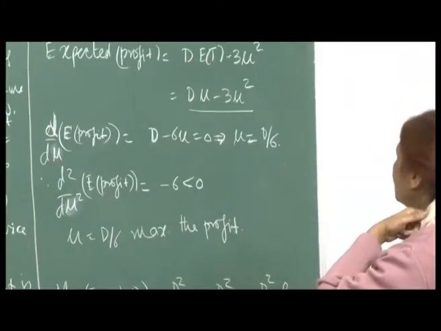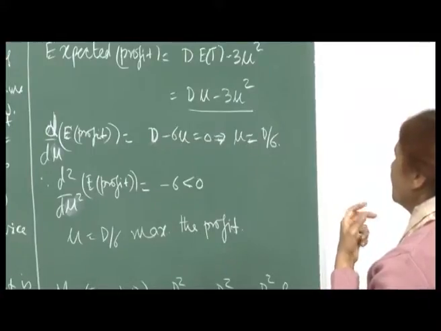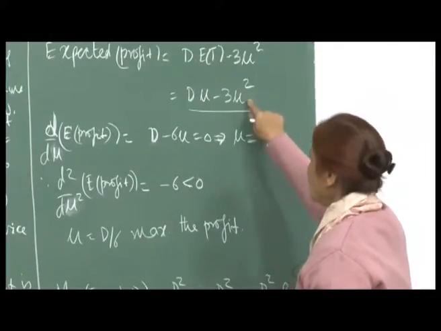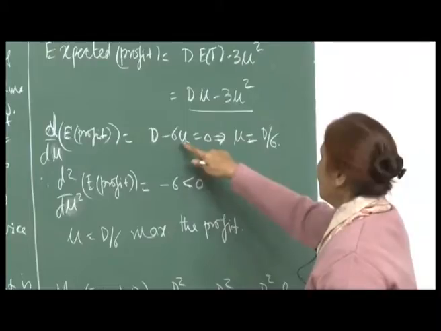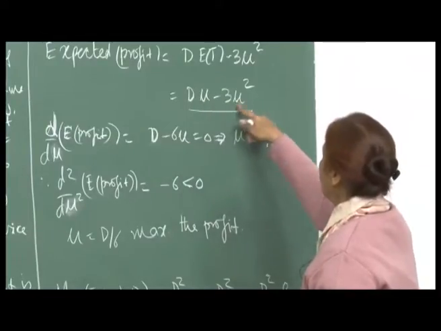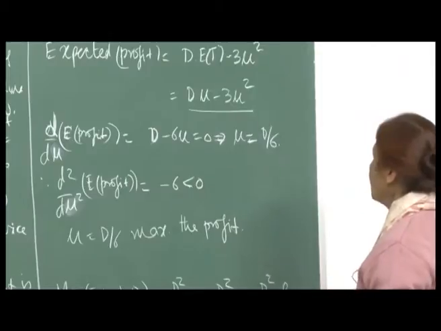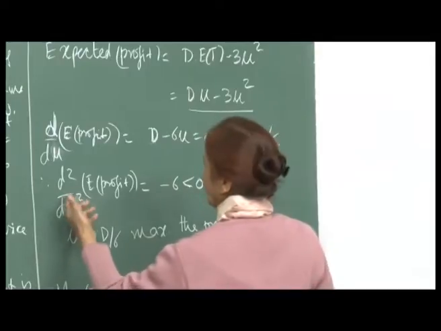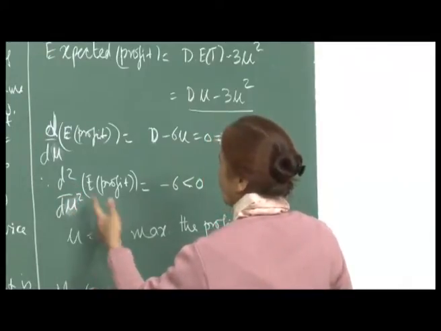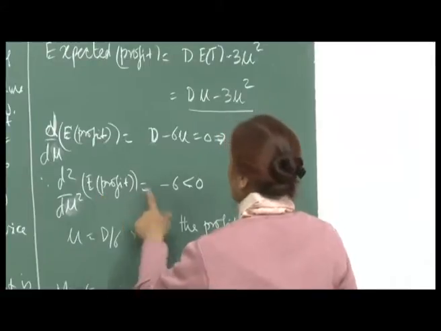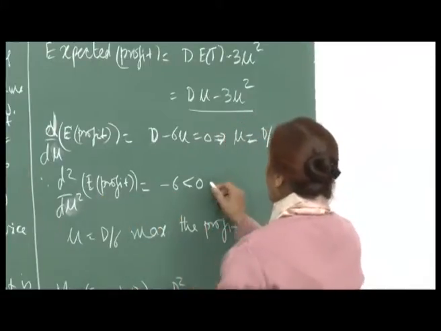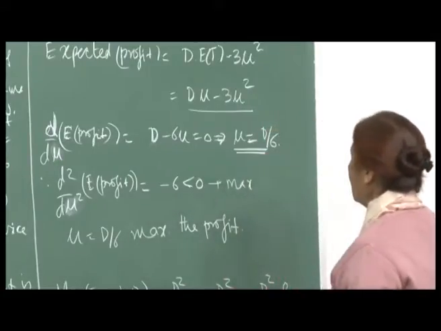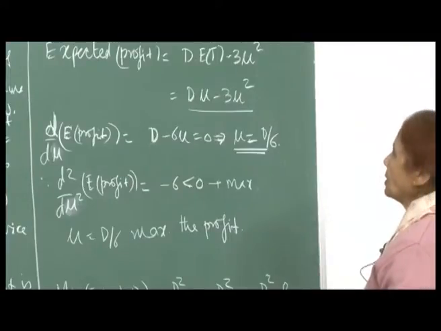To maximize this expected profit, I would differentiate it with respect to mu, since it is a function of mu, and put it to 0. That gives me d minus 6 mu equal to 0, which implies that mu is d by 6, and of course it is the only critical value. But still you need to verify that the second derivative of the function is minus 6, which is less than 0. Therefore, the critical point is a point of maxima. So the value of mu that we get here maximizes the expected profit.